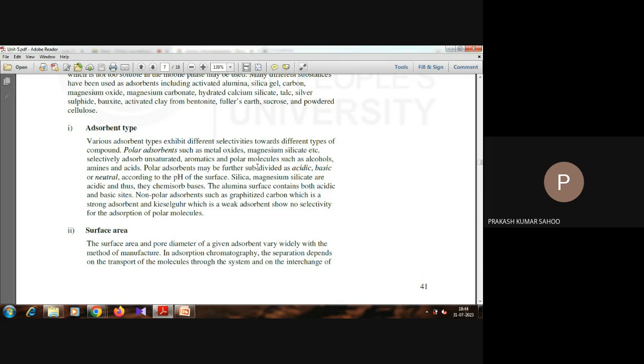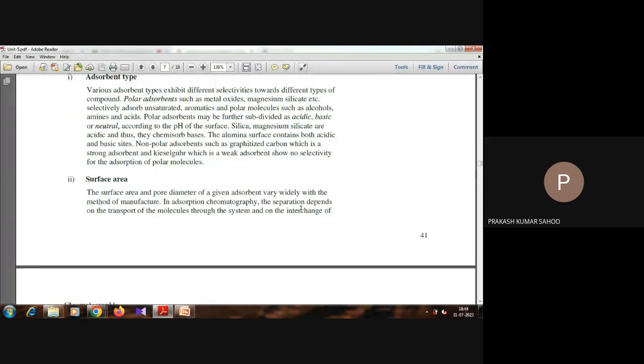Polar adsorbents may be further divided into acidic, basic, and neutral on the basis of pH. Silica and magnesium silicates are acidic, and thus they chemisorb bases. So acidic adsorbents follow the mechanism or theory of chemisorption. The alumina surface contains both acid and base. Nonpolar adsorbents include graphitized carbon, which is a strong adsorbent, and kieselguhr, which is a weak adsorbent, with no selectivity for the adsorption of polar molecules. Neutral adsorbents will have lesser selectivity than your acidic and basic adsorbents.